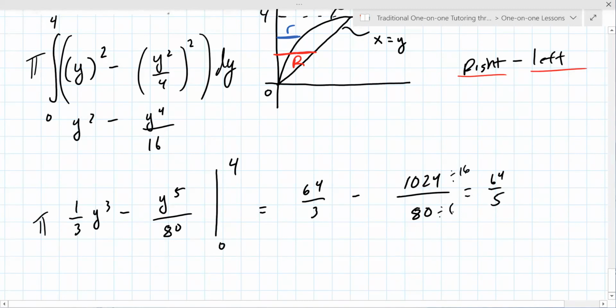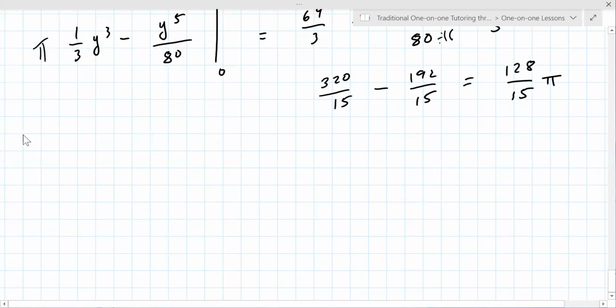So then times 5 on the left, so 64 times 5, 320 over 15, minus 64 times 3, 192, over 15. So that's 320 minus 192, which is 128 over 15 pi. All right, last part here.